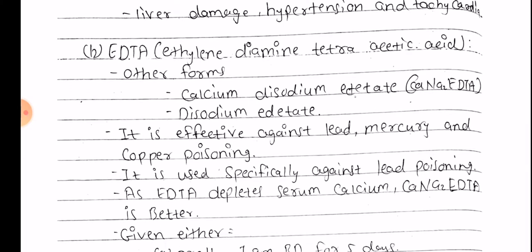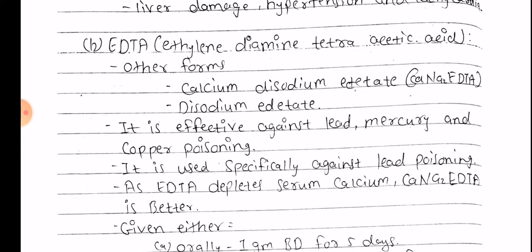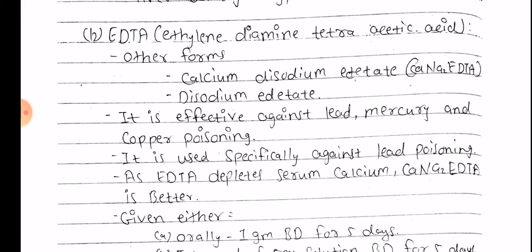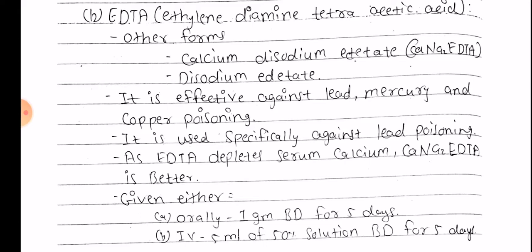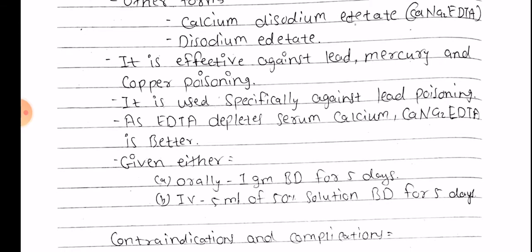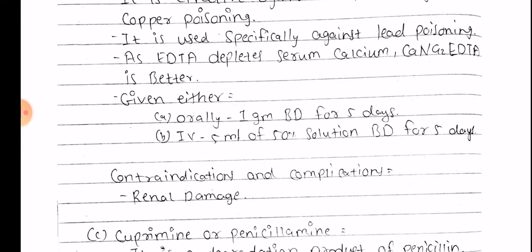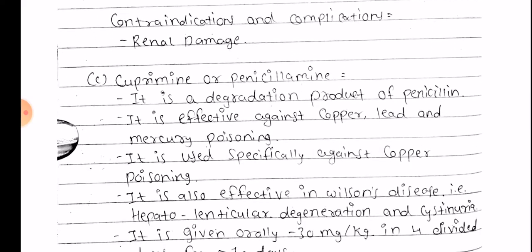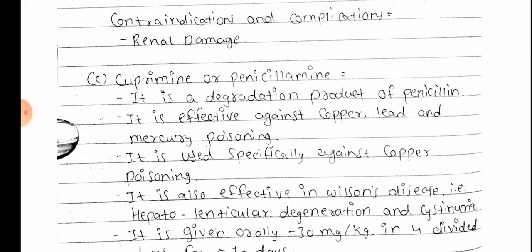EDTA, ethylene diamine tetraacetic acid. Other forms: calcium disodium edetate, disodium edetate. It is effective against lead, mercury and copper poisoning. It is used specifically against lead poisoning as EDTA depletes serum calcium. CaNa2 EDTA is better, given either orally 1 gram BD for 5 days, or IV 5 ml of 50% solution BD for 5 days. Contraindications and complications: renal damage.